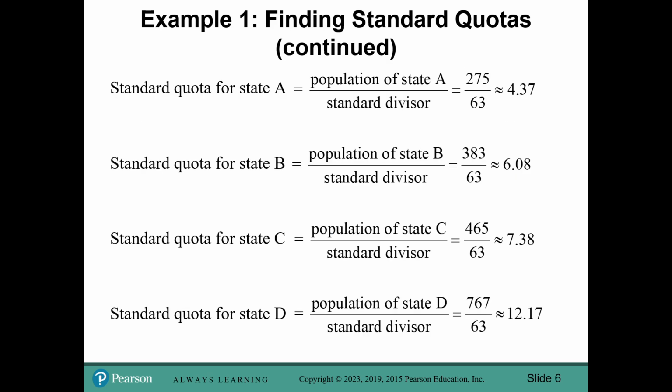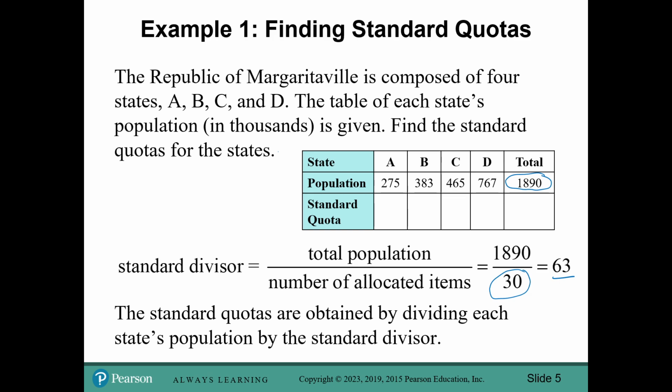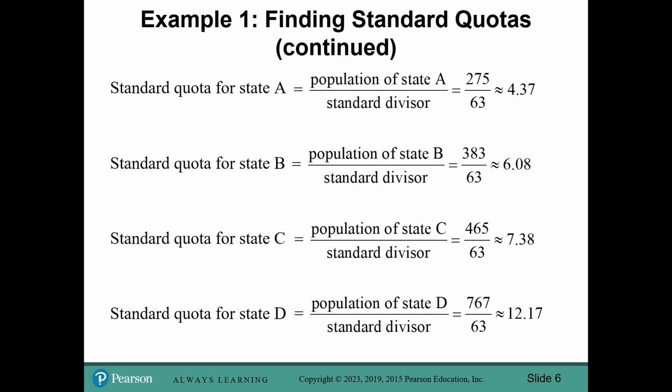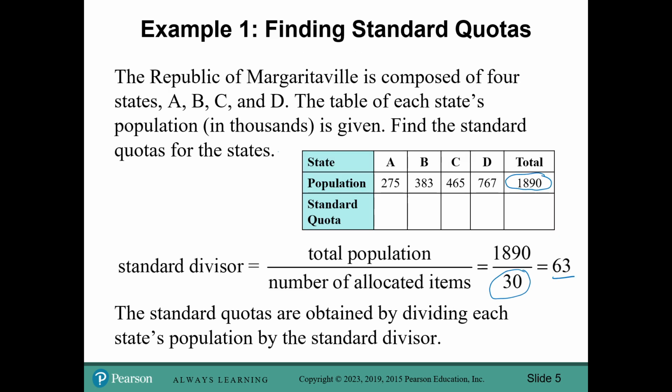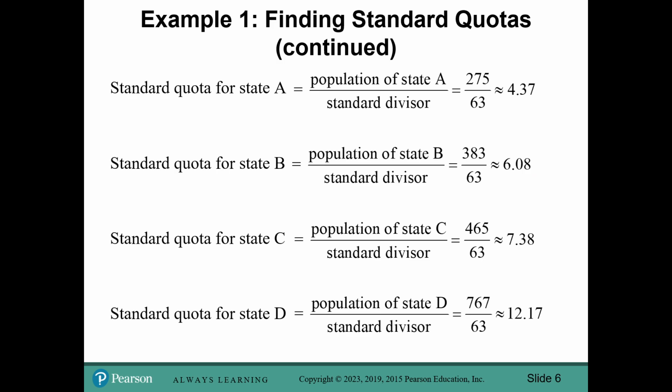So next we will look at the standard quotas. We're basically going to calculate the standard quotas for each one of these states so we can fill this chart back in, and we'll do them one by one on the next page. So the standard quota for state A is the population of state A, which is 275, directly from the chart, right? And we're going to divide that by the standard divisor, the 63 that we calculated. So 275 divided by 63 gives us 4.37. Now we'll look at the standard quota for state B. State B was 383. We divide that by the 63, we see 6.08.